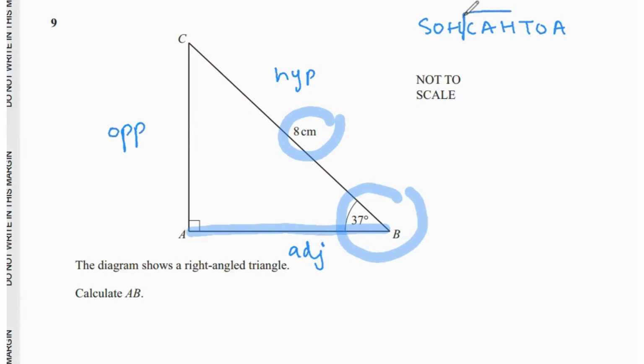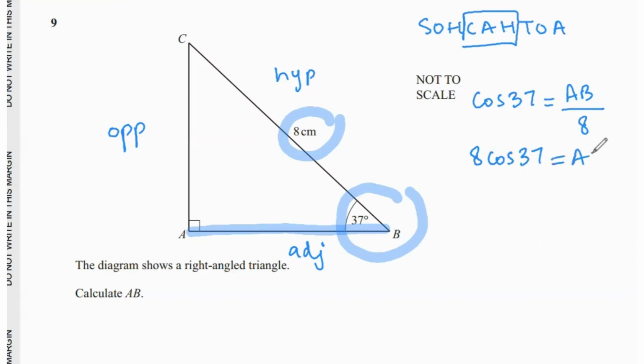Hence, we're going to use cosine. Cos of 37 equals AB over 8. So 8 times cos of 37 equals AB. You will plug this in the calculator, and what you will have is 6.39 centimeters. That is your length of AB.